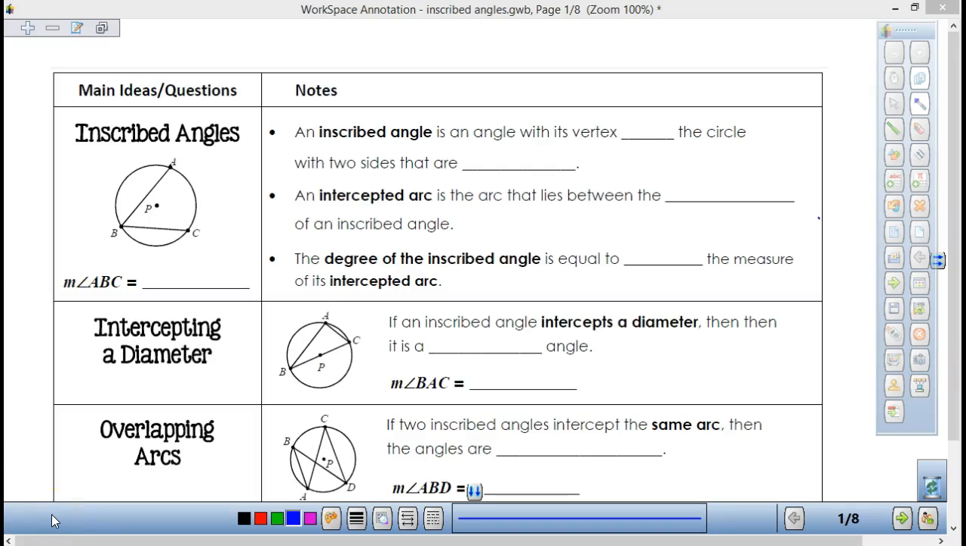All right, inscribed angle. Okay, angle that has its vertex on the circle.